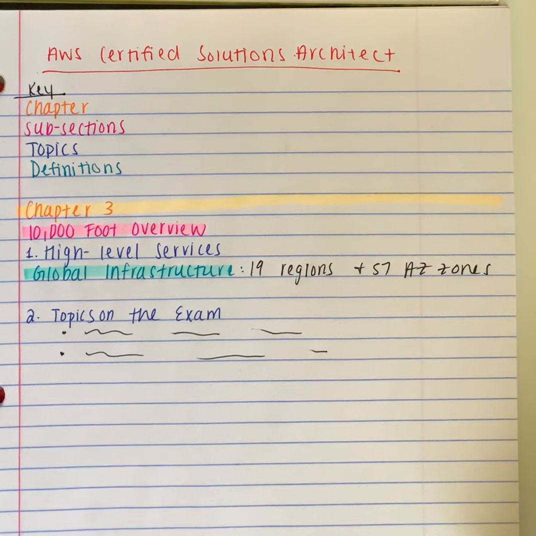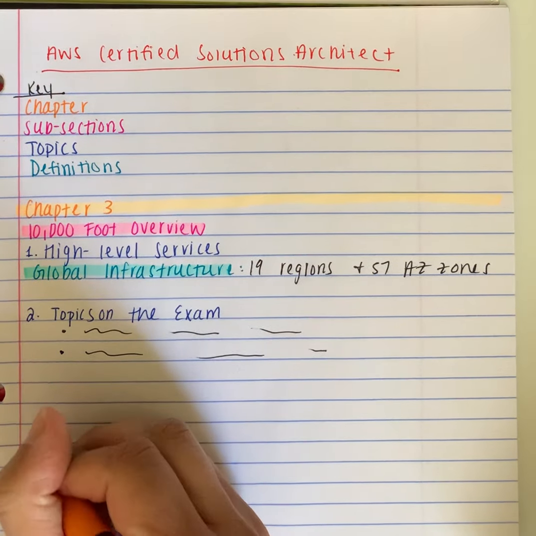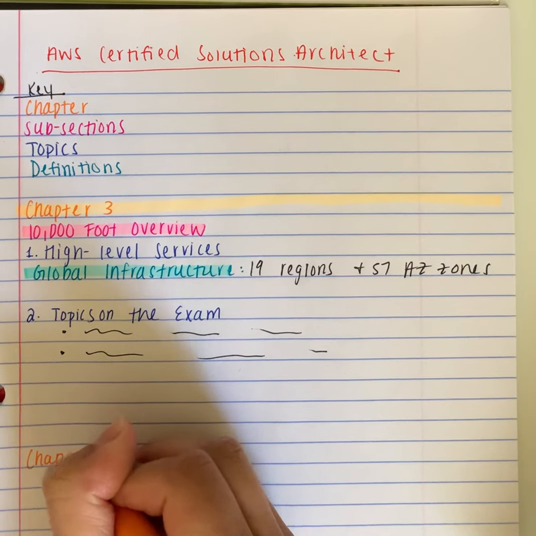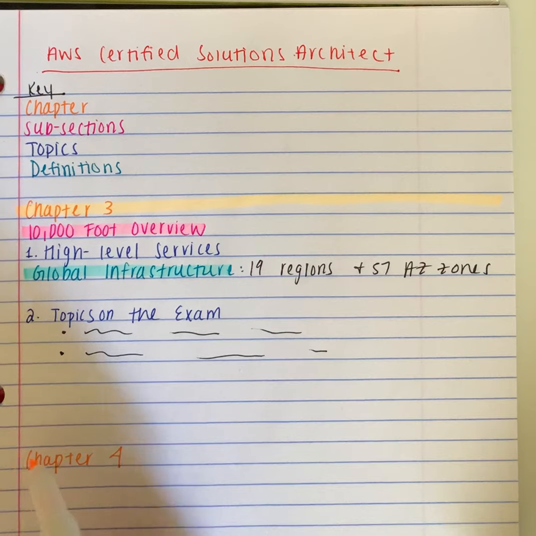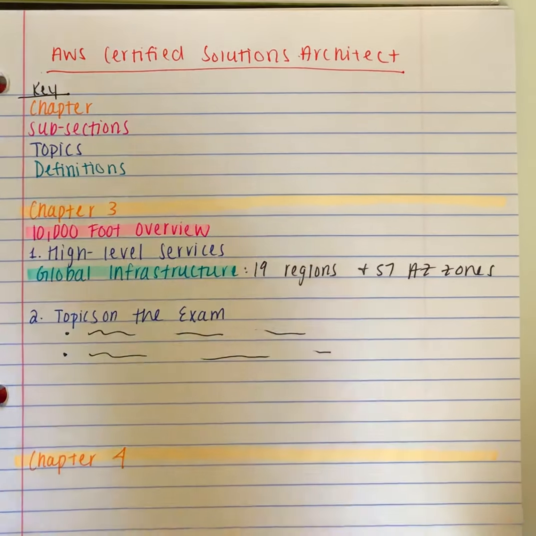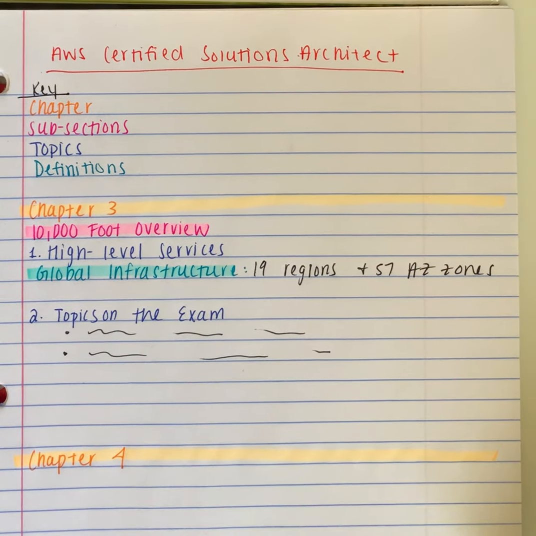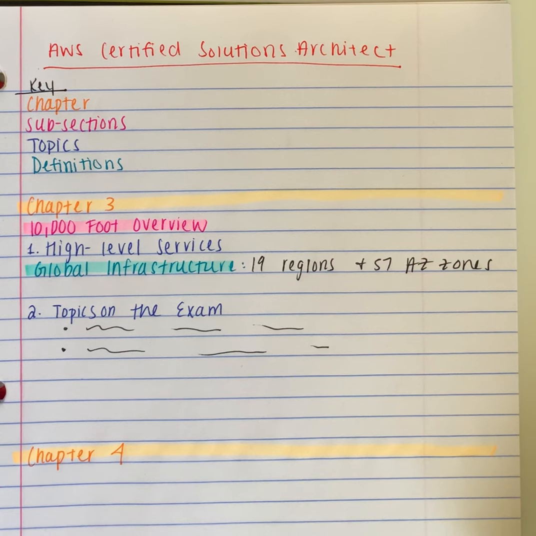Then the next thing I like to do is start a new chapter. In this case, it would be chapter 4. I like to highlight this just so it differentiates everything. And then chapter 4 would start. When I go back and study, I mainly go over all of the high level topics and concepts within the chapter and also the definitions.